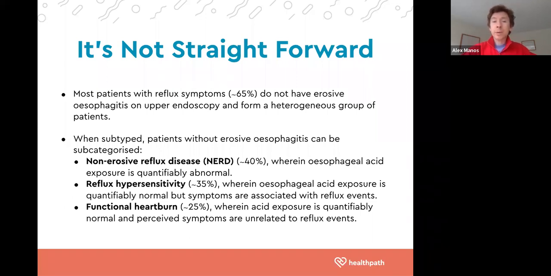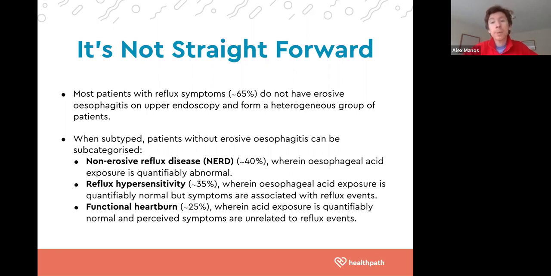Reflux hypersensitivity, we're going to touch on quite a lot later in today's webinar. This is where the acid exposure is actually quantifiably normal. There isn't an excess amount of acid entering the esophagus, but there are symptoms associated with these reflux events because the pH, the actual acidity of what is being regurgitated or refluxing up into the esophagus, isn't always acid. There are other compounds that can be found within that reflux. And actually, sometimes it's not particularly acid, it's a little bit more alkaline.